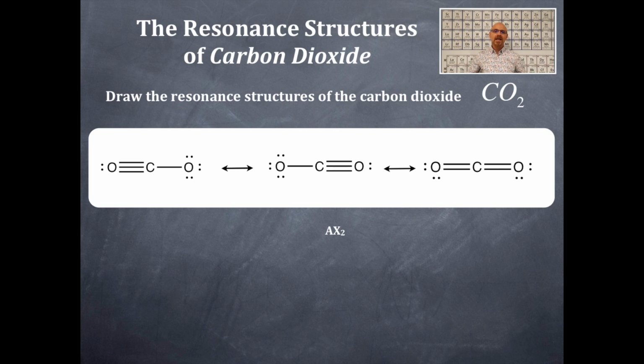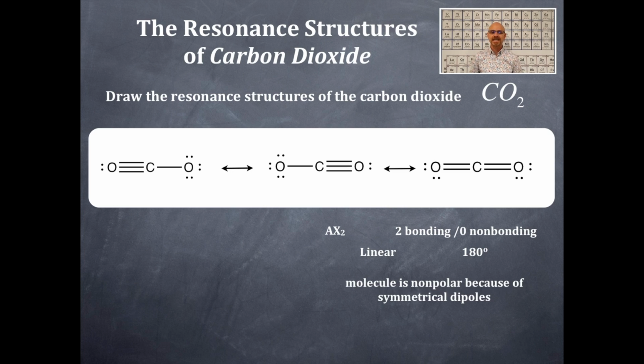Any one of these is AX2. That's 2 bonding and 0 non-bonding regions. Any one of these is also linear. The bond angle is 180, and this molecule is nonpolar because it has symmetrical dipoles. Now, that is a true statement. Let's figure out that that is perfectly a true statement.